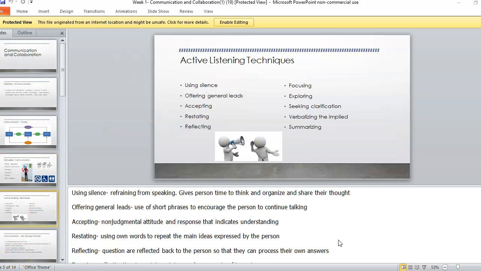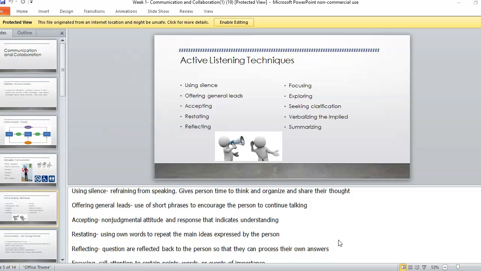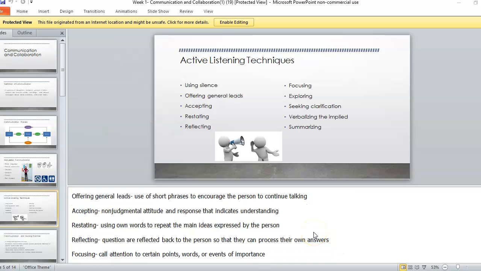With active listening techniques, we want to use things like being silent and allowing the speaker to have time to organize their thoughts. Sometimes offering general leads, specifically when a patient's not even sure where to go from there. We want to make sure that we're always using an accepting, non-judgmental attitude. We want to make sure that the patient can restate in their own words what we just told them so we understand that they understand correctly. We're going to reflect on what the person said, and we're going to have them have time to reflect so they can process this information in their own answers.